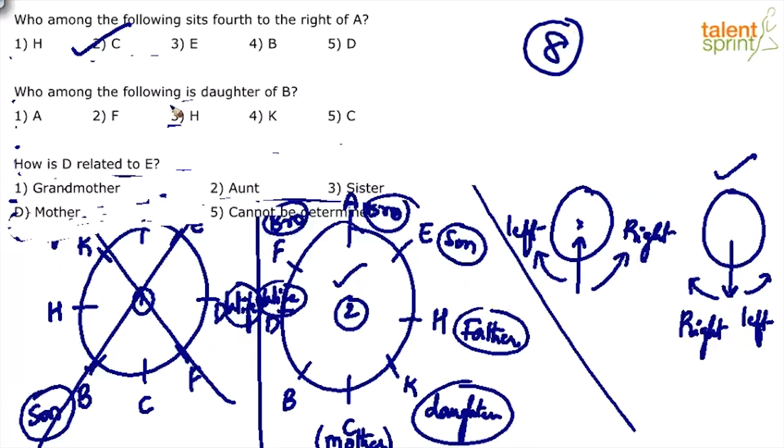Next question, who among the following is daughter of B? Who is the daughter of B? Daughter of B is K. So option 4 is the answer. Straight. See, answering the questions is the cakewalk. Once you have done the arrangement, questions can be answered very easily.